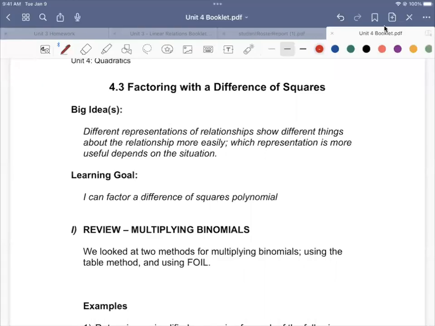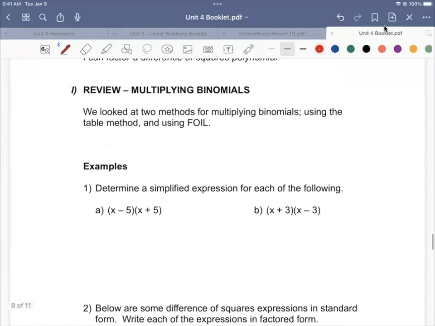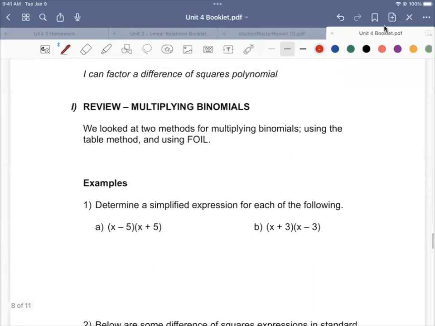All right, so for this lesson, we are going to be talking specifically about factoring with a difference of squares. This is one of those special versions of the factoring trinomials that we just did. It just has its own name. The first thing we are going to do is multiply binomials using the table method or using the FOIL method. We have primarily just been using this method here in class.